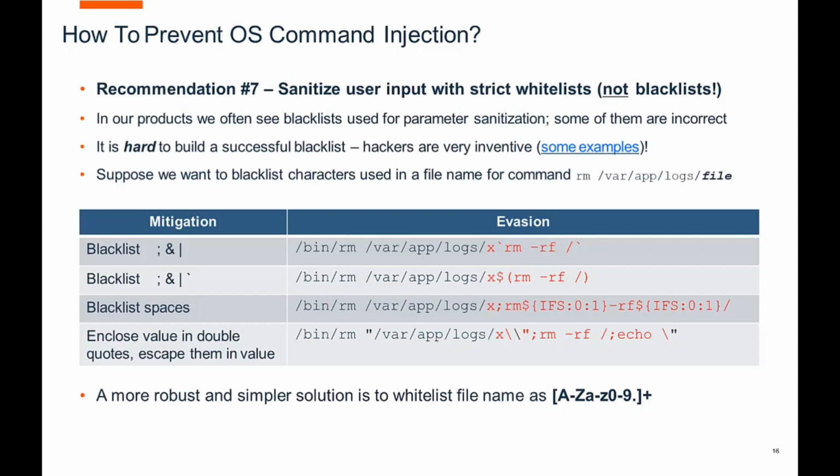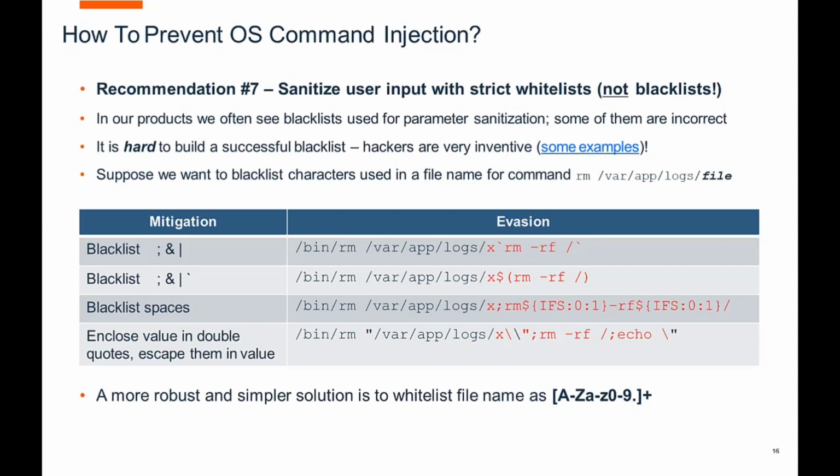So just some examples here. These are actually real life examples that we saw in the applications that we tested. Let's say we have in our application code a blacklist of, we reject things that contain semicolons, ampersands, and pipes. The attacker could still sneak in an internal OS command that's surrounded by backticks. That's a valid Linux syntax. Let's say you add backticks to the blacklist. There's another syntax with a $ sign.